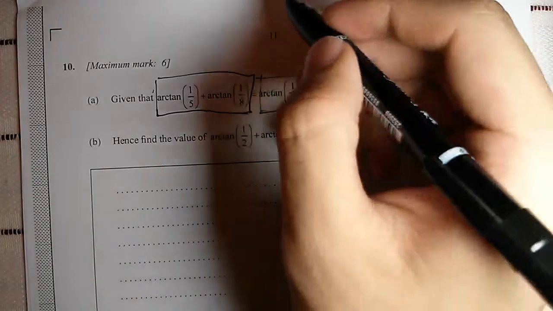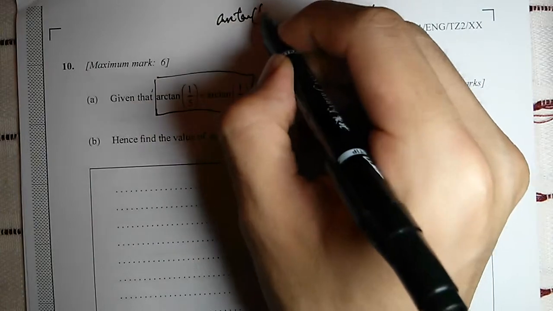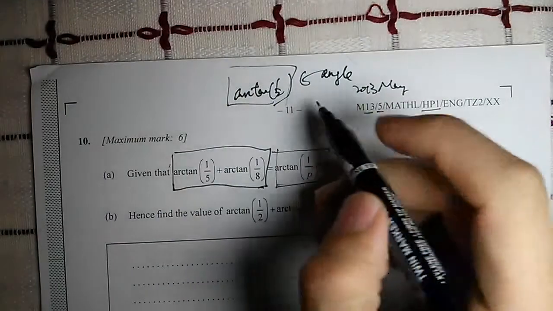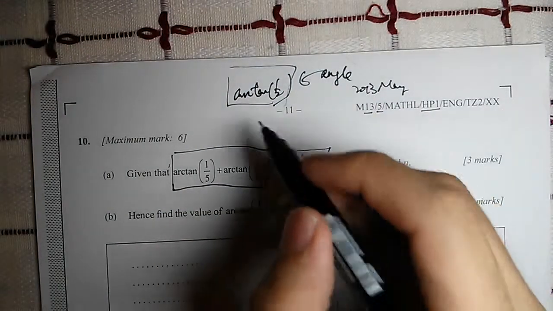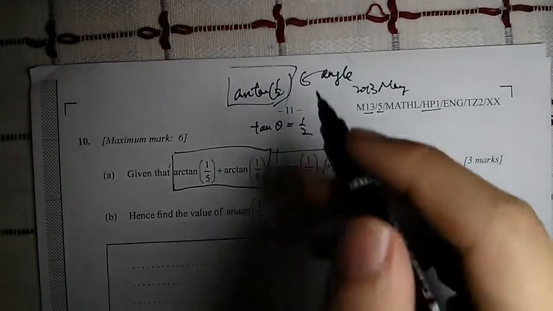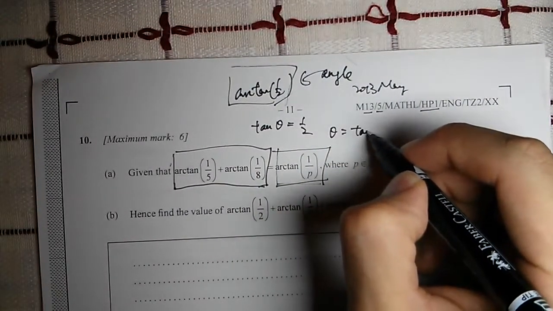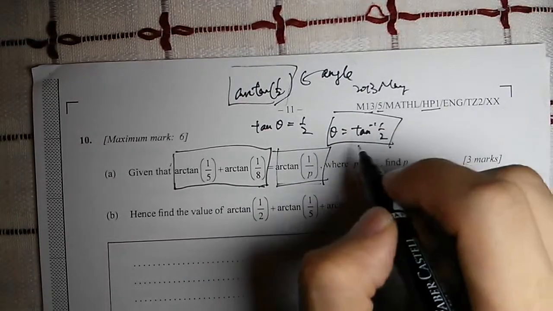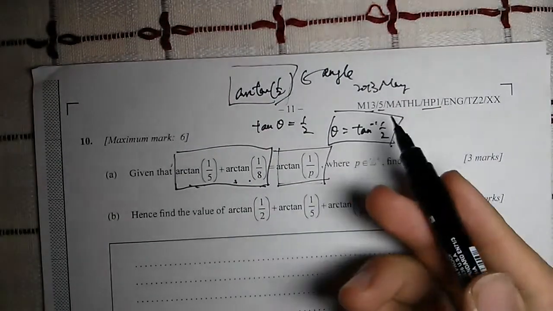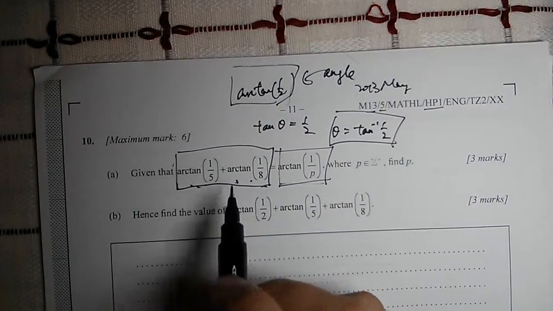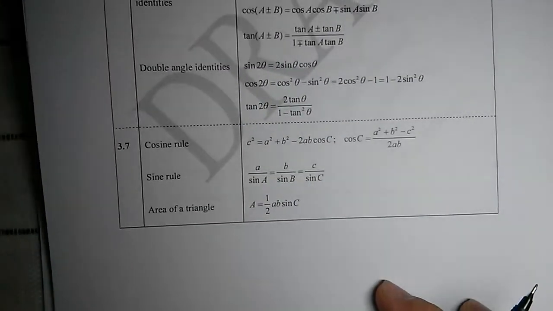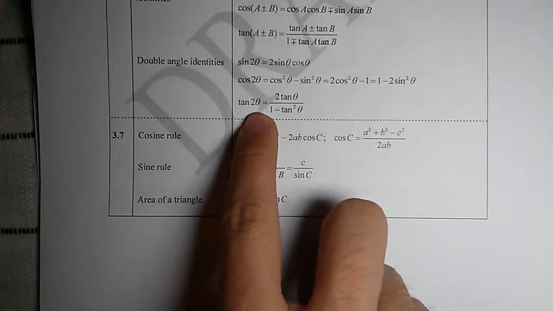If you take arctangent of some number, what you get represents an angle. If you arctangent something, you have an angle. Why? Because obviously if tangent theta is a half, then theta would be arctangent half. That's how we know this is actually just an angle. So you have two angles added up. Whenever two angles are added up, you should be thinking about the compound angle formula. So that's when you take out the formula booklet and look for the compound angle formula.